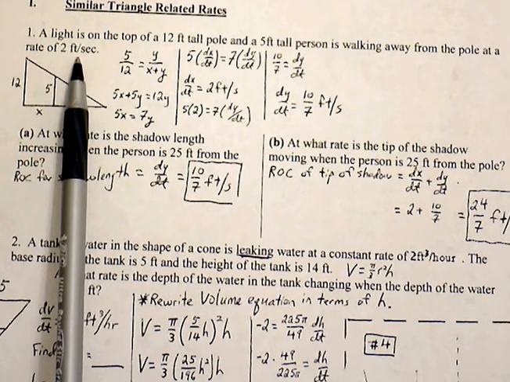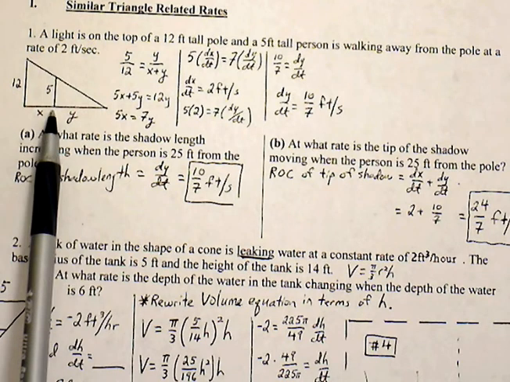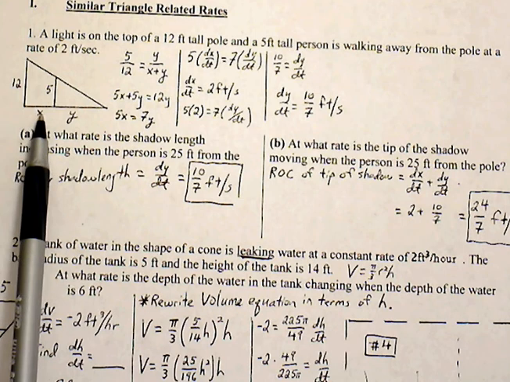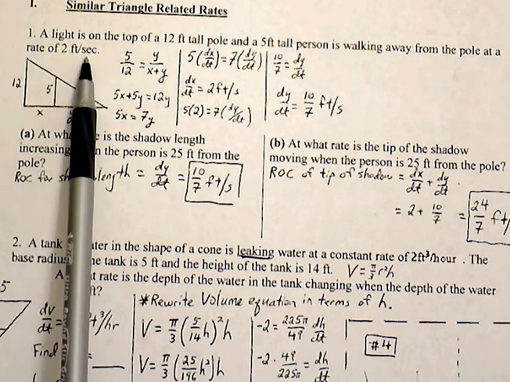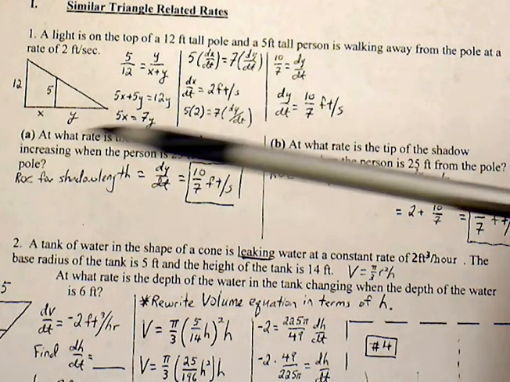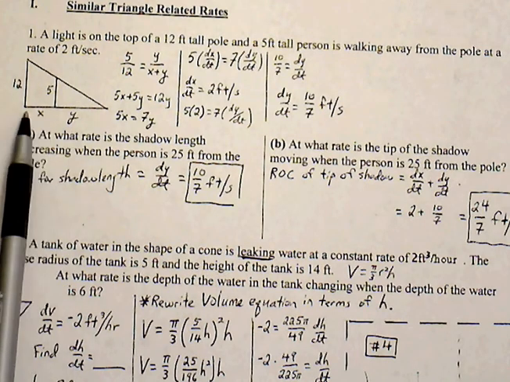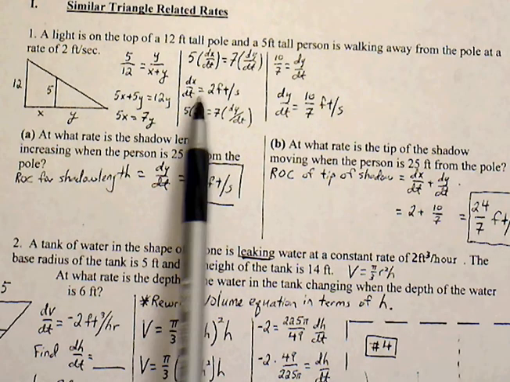Okay. Notice that as the person is walking away from the pole, x is getting larger. And because x is getting larger, we want the rate to be positive. Now if the person's walking towards the lamppost, then x will be decreasing, so therefore we would need a negative rate. But in this case, walking away, so positive 2.